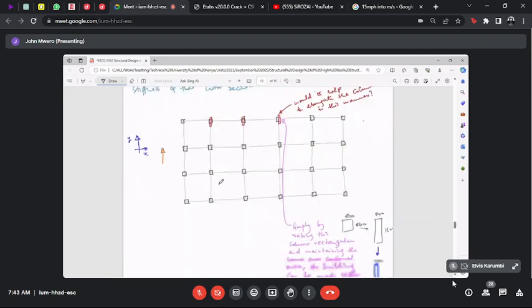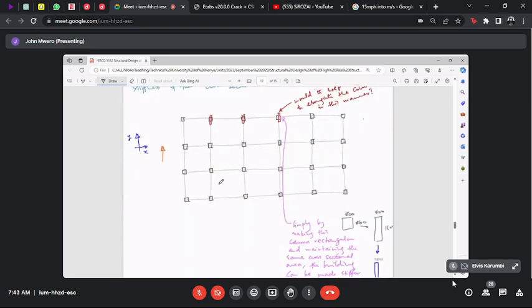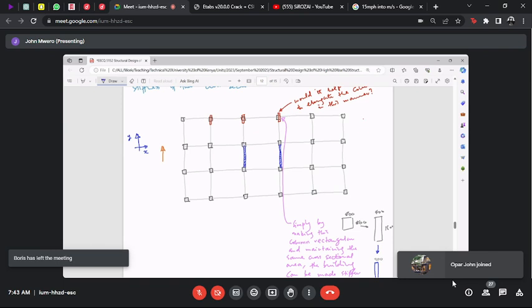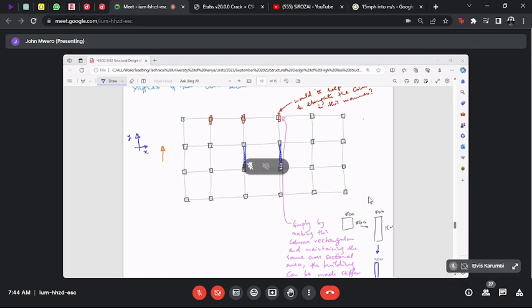So we could leave the columns square as we had put them earlier, and just decide to put some walls in some places. Just decide to put some walls on some base of the building, and effectively then those walls would stiffen the building in that direction.